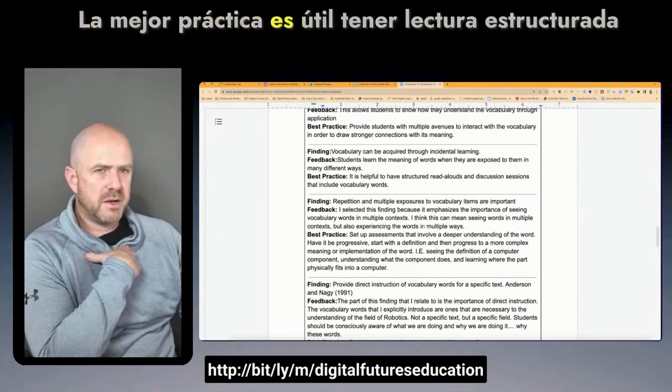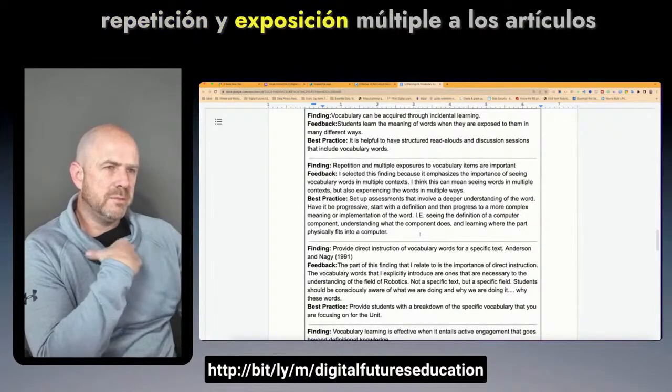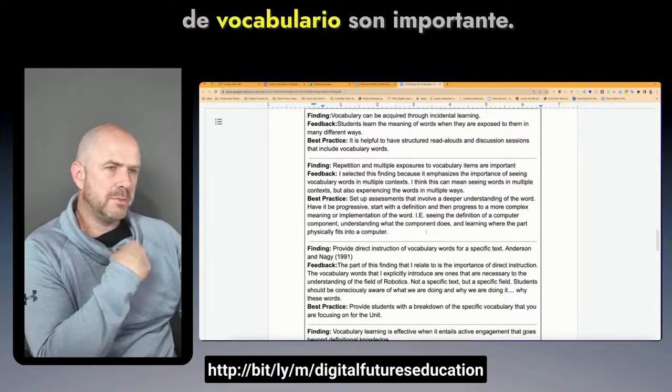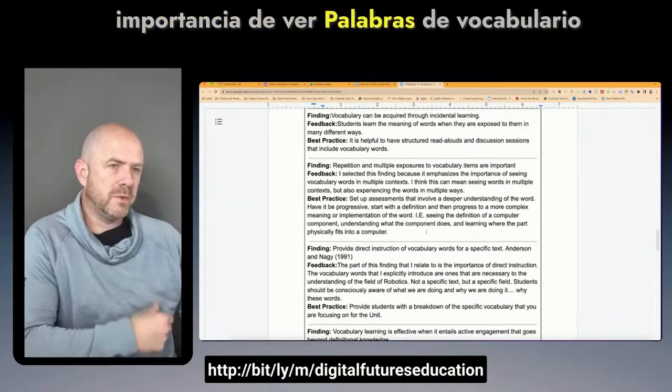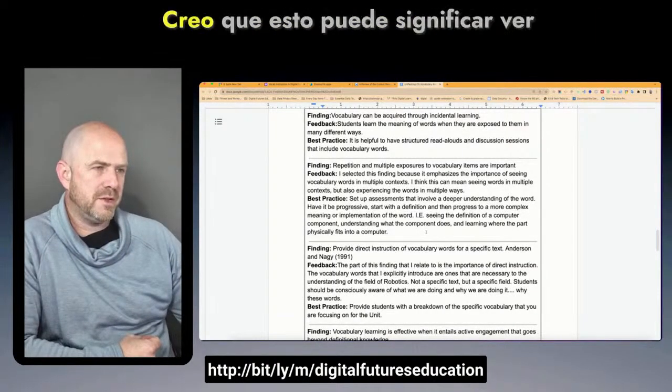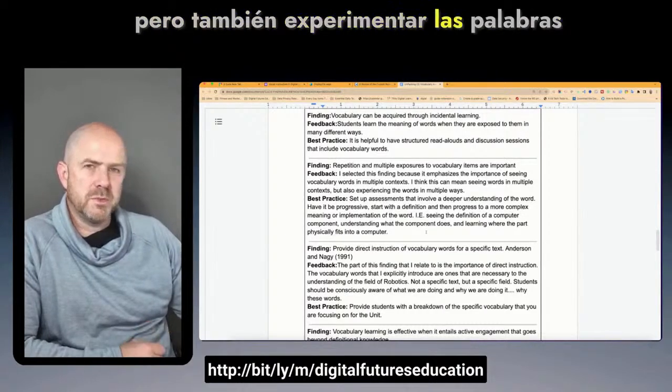Best practice, it is helpful to have structured read-alouds and discussion sessions that include vocabulary words. Finding: repetition and multiple exposure to vocabulary items are important. I selected this finding because it emphasizes the importance of seeing vocabulary words in multiple contexts. I think that this can mean seeing words in multiple contexts, but also experiencing the words in multiple ways.